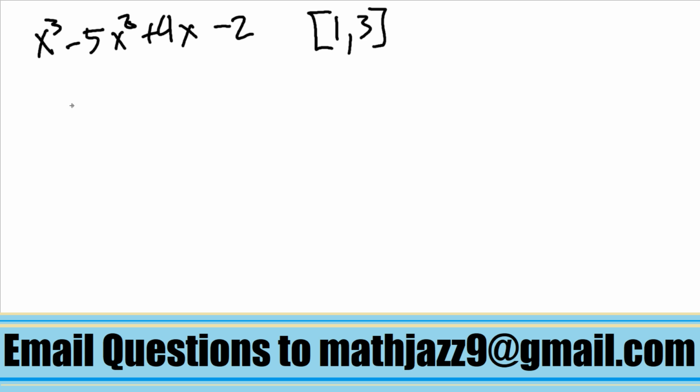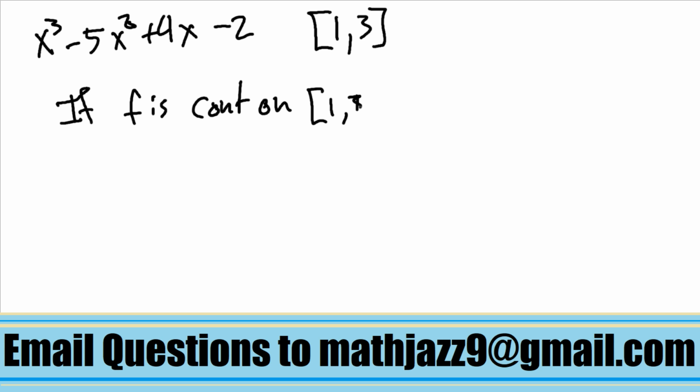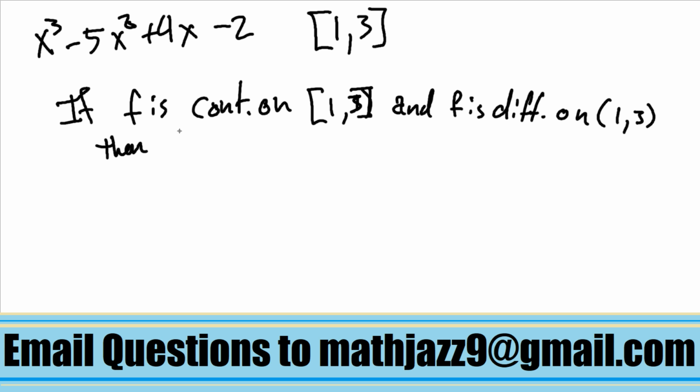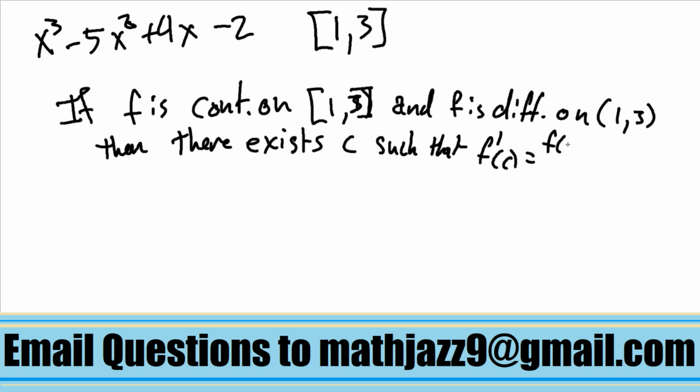So the mean value theorem says that if f is continuous on a closed interval a to b, in this case a is 1, b is 3, and f is differentiable on an open interval a to b, in this case 1 and 3, then there exists c such that f prime of c equals f of b, which in this case is 3, minus f of a, which in this case is 1, over b minus a, which is 3 minus 1.